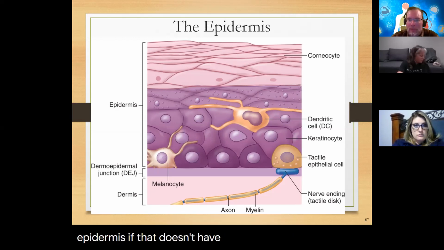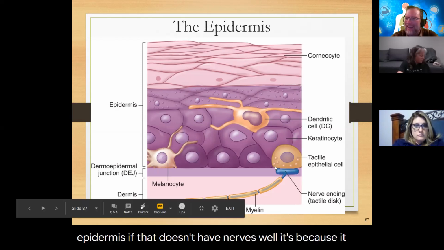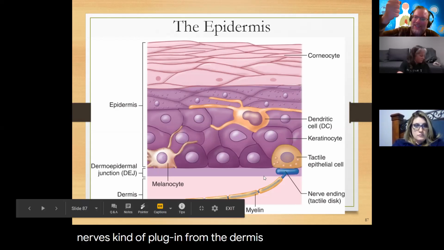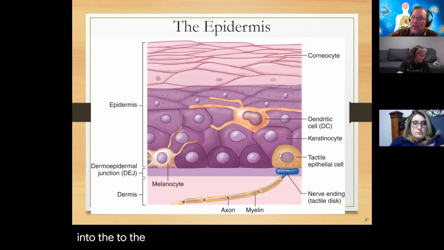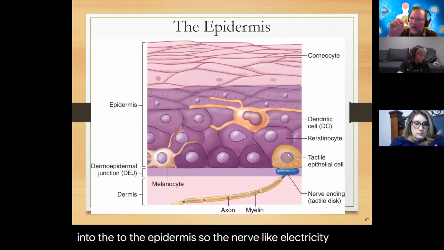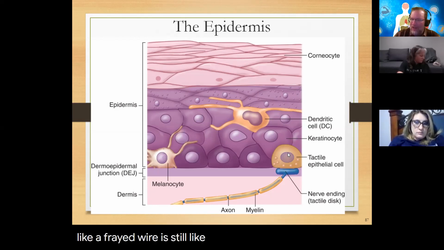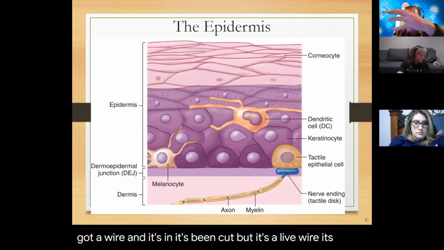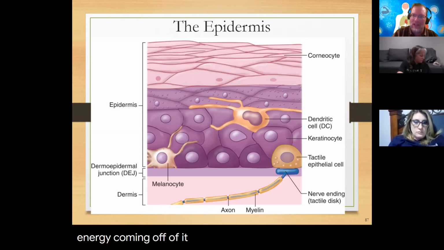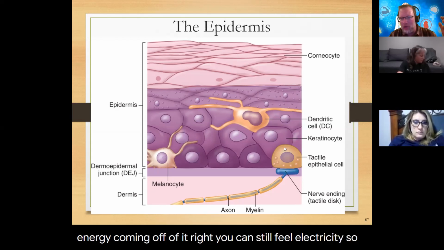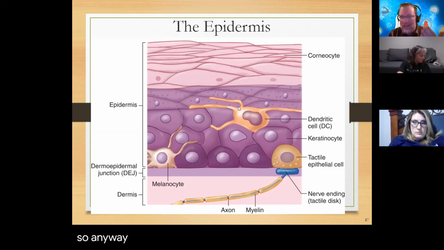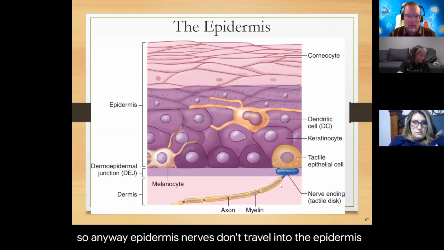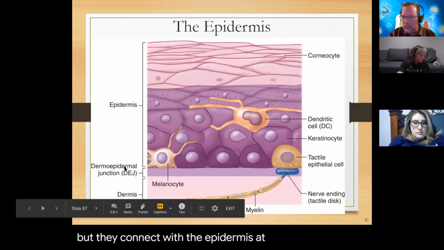Well, it's because nerves kind of plug in from the dermis. They kind of plug into the epidermis. So the nerve, like electricity, right? Like a frayed wire: just because I've got a wire and it's been cut, it's a live wire, it still has energy coming off of it, right? You can still feel electricity. So anyway, epidermis, nerves don't travel into the epidermis, but they connect with the epidermis at the dermoepidermal junction.